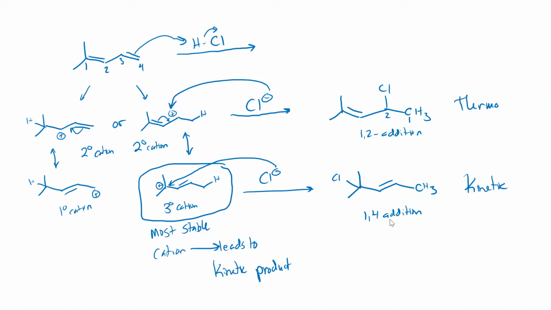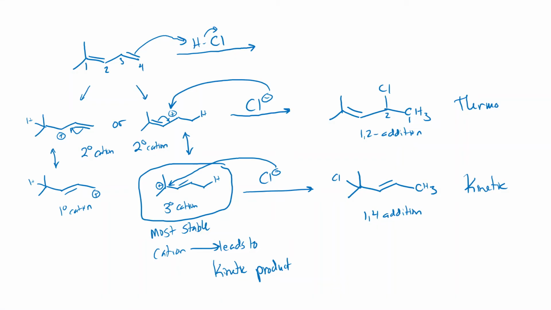1,4 addition can give you a kinetic product in some cases, or it can give you the thermodynamic product in other cases, right? We have to do this analysis in order to figure that out. So kinetic products and thermodynamic products come from the analysis that we just did. What is the most stable product? That's your thermodynamic product. Which product goes through the most stable intermediate? That's your kinetic product, right?